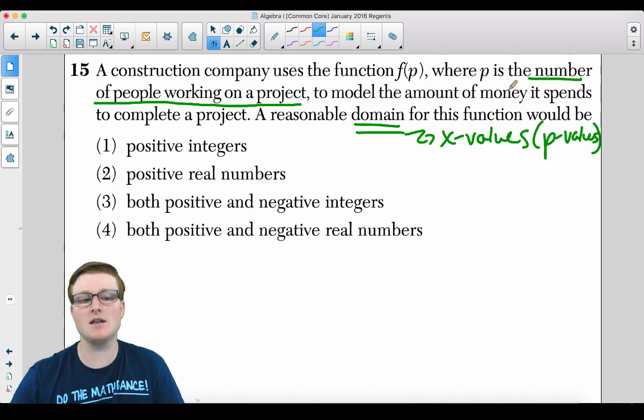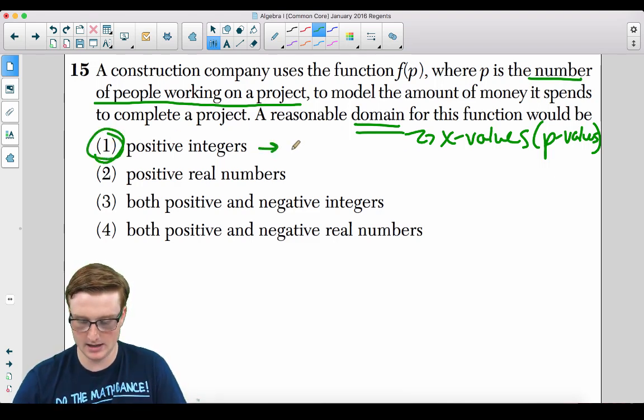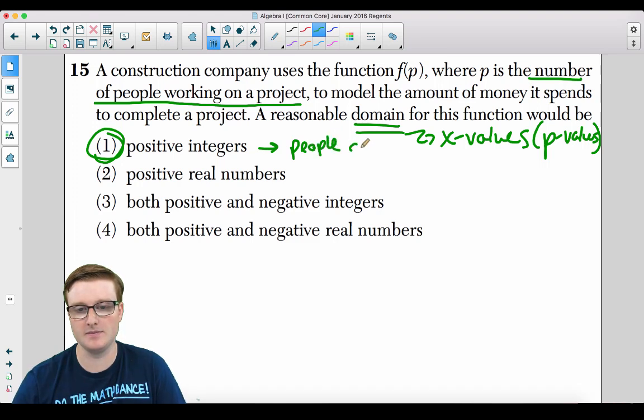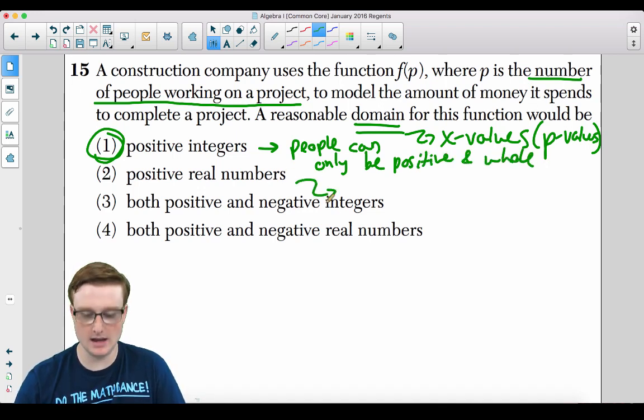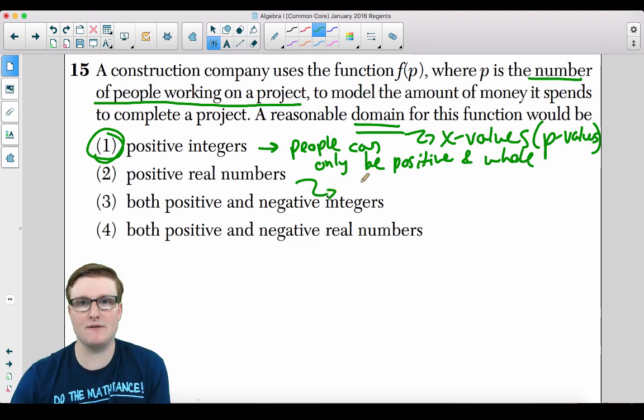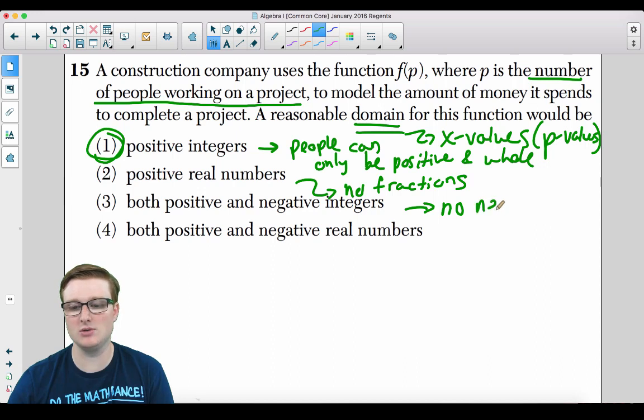Well, p represents the number of people working on a project. Is positive integers the correct answer? Yes, it is, because people can only be positive and whole. Positive real numbers? Now, a real number could be a fraction. So no fractions of a person. Both positive and negative? You can't have negative people, so no negative people.